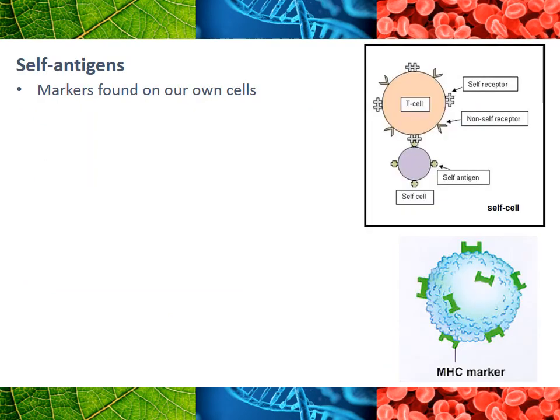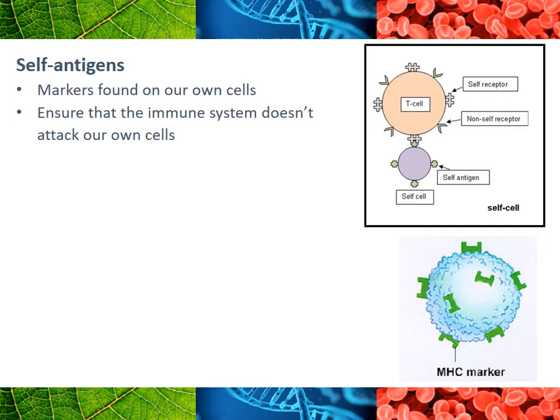We'll look at these in a bit more detail separately. So we'll start with self-antigens. So self-antigens are the markers that are found on your own cells. Their job is to make sure that your immune system doesn't attack your own cells, because that would be a disaster.